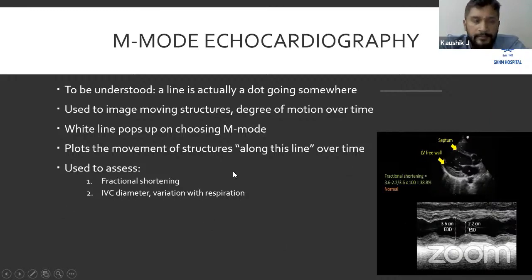When we choose the M mode, you see a white line crops up at the bottom of the screen, and this white line divides the entire image into a series of dots. Each of these dots is traveling somewhere over a period of time, and that is how you get these lines at the bottom of that image. So this M mode is useful in identifying fractional shortening, which is an index of ventricular systolic function, and also the IVC diameter, which is useful in assessing the volume status.